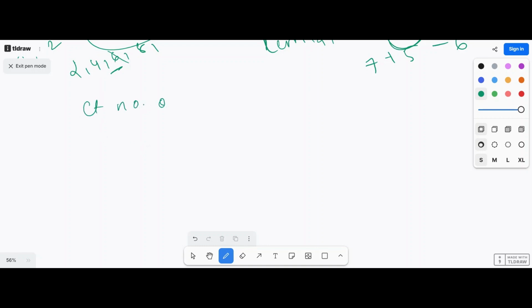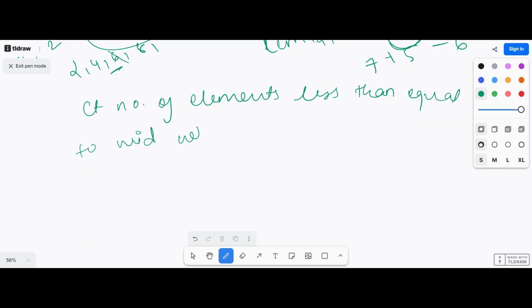Count the number of elements less than or equal to mid, which are divisible by either a or b.